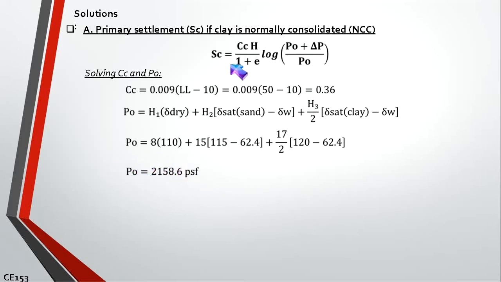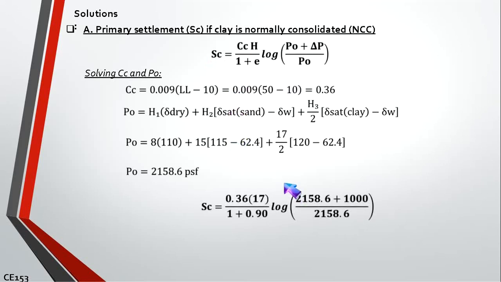So, looking at our equation, may CC tayo, may H, may E, may PO na tayo, may delta P tayo. So, kompleto na tayo. So, we can now solve for the primary settlement of SC. So, substituting values, ito yung kalalabasan. So, yung 17, yung H natin dito is the height of the soil layer where the settlement will occur. So, yung 17, yung sa soil layer nung clay.